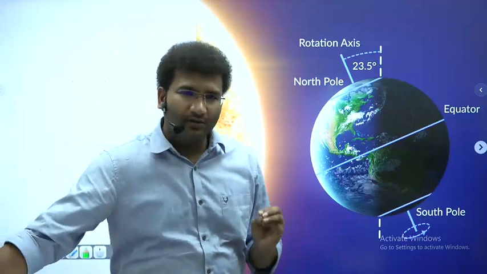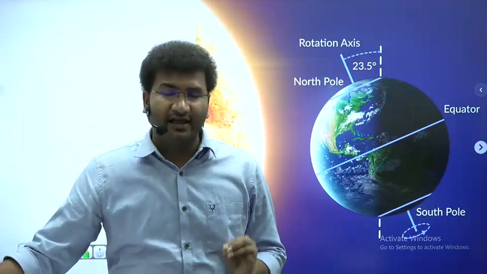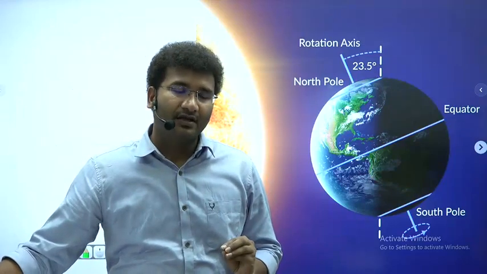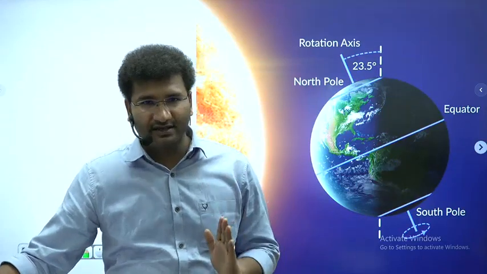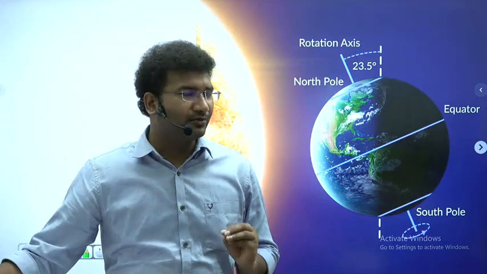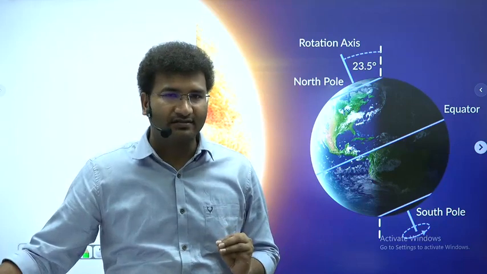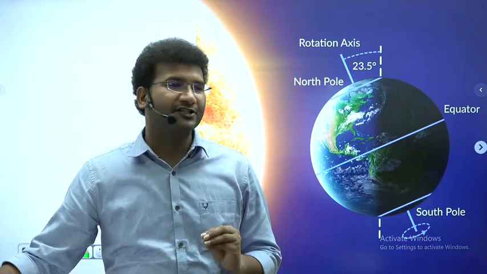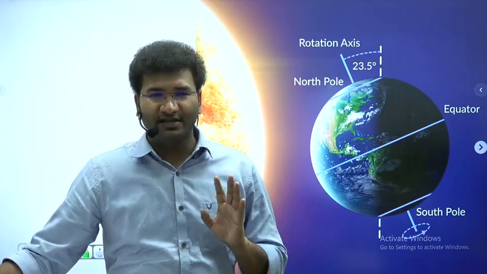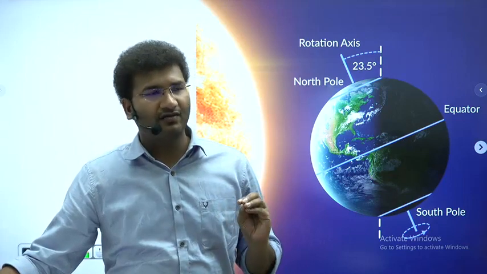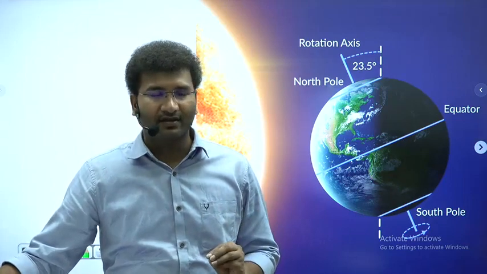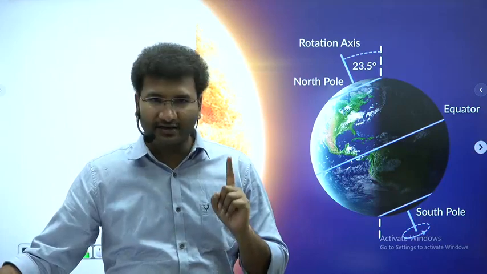And do you have any doubts about what is an axis? Area of illumination, clear? What is the area of illumination of the sun on the earth? Area of illumination means, what percentage of the earth is always covered by sunlight? 50%. Remember carefully, it is 50%.